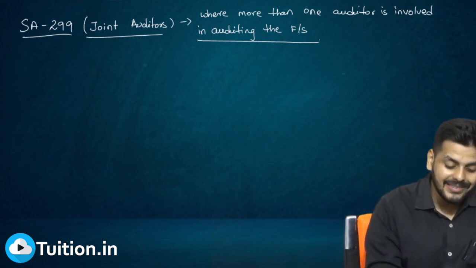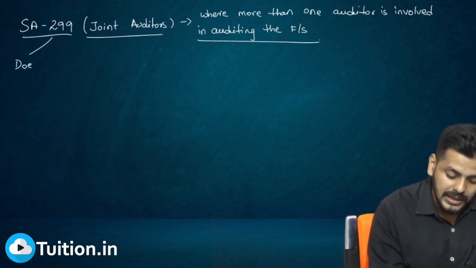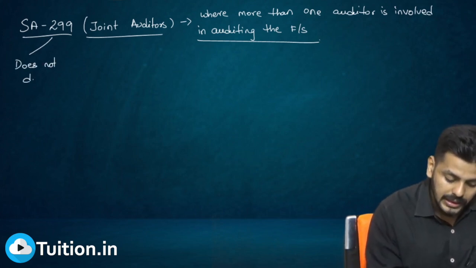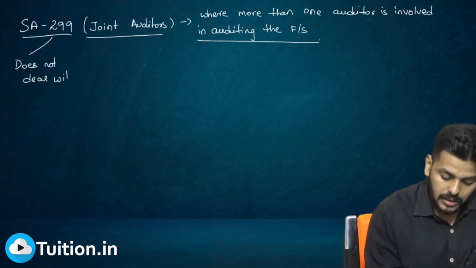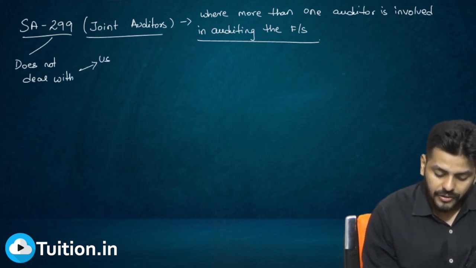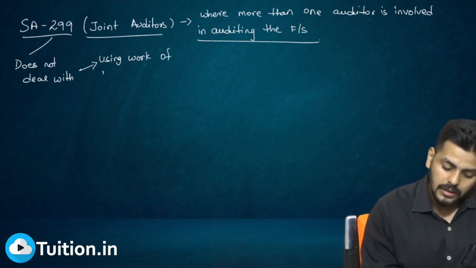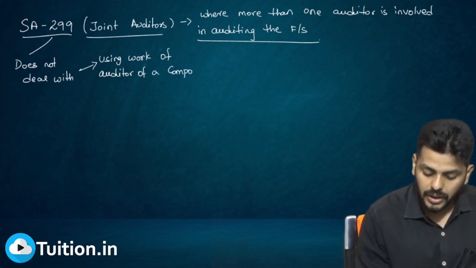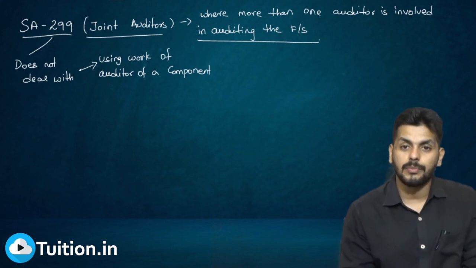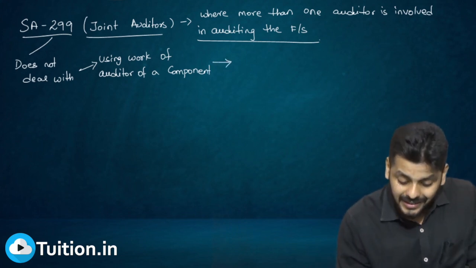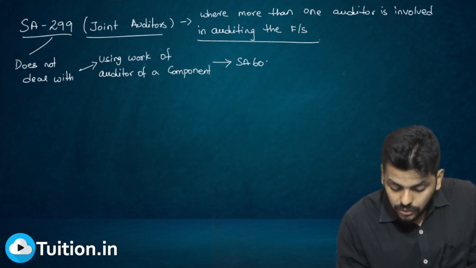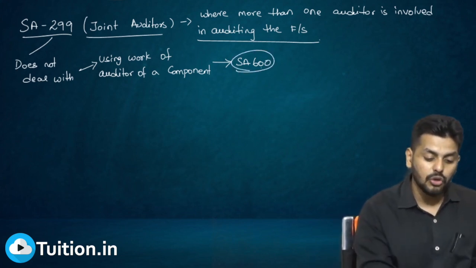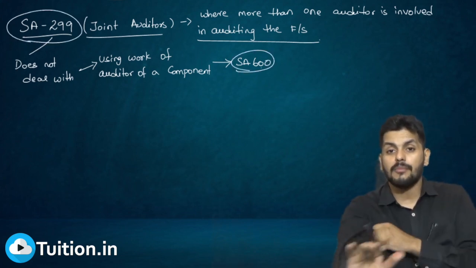And very important, SA 299 does not deal with using the work of an auditor of a component. You know what I mean when I speak about using the work of an auditor of a component? Because this is dealt with in standard number 600. So 299 is about the responsibility of joint auditors. You have nothing to do with the work of a component.